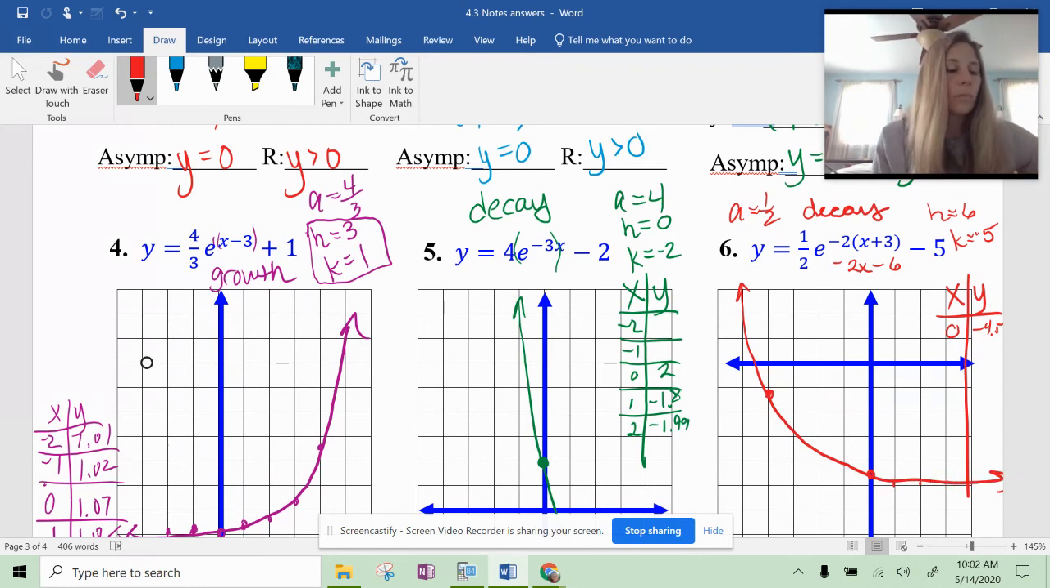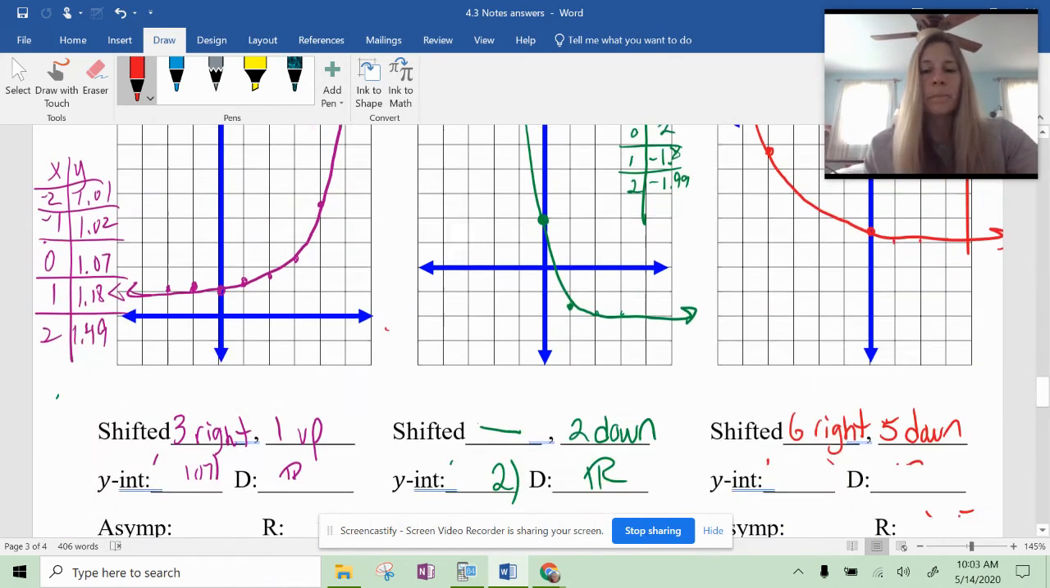All right. Okay, so hopefully you got the idea with the graphing, with the growth and decay. It's very similar with this E value as far as identifying all the different parts of the graph.